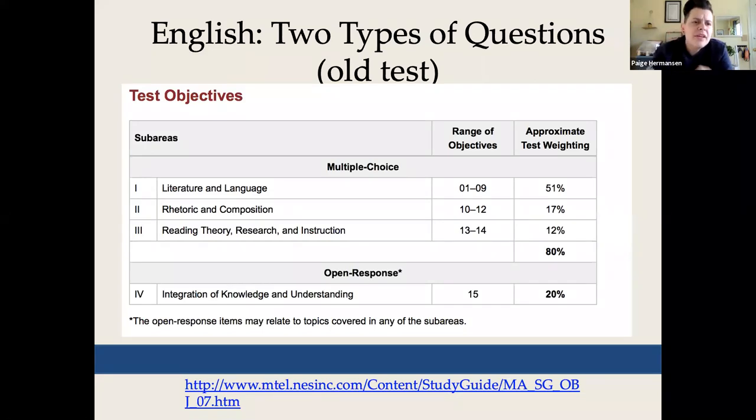Okay, so these are the types of questions. Language and literature, they will ask about, and I'm going to go into each of these in more detail. It's about 51% of the test, so most of it. Rhetoric and composition, which the approximate test weighting is 17% of questions. Reading theory, research and instruction is about 12%. So multiple choice questions are 80% of the test. Then there are 20% open response, okay? And open response items may relate to any of the first three sub areas, right? Okay, so... And that's a link, by the way, to a content study guide for the old test.